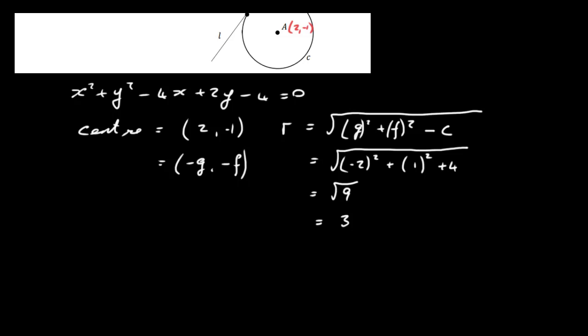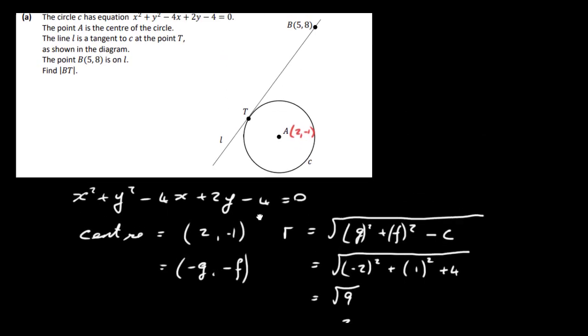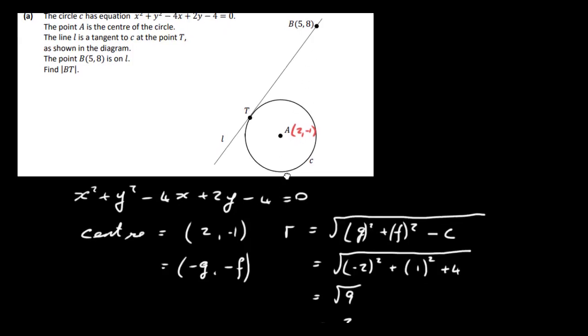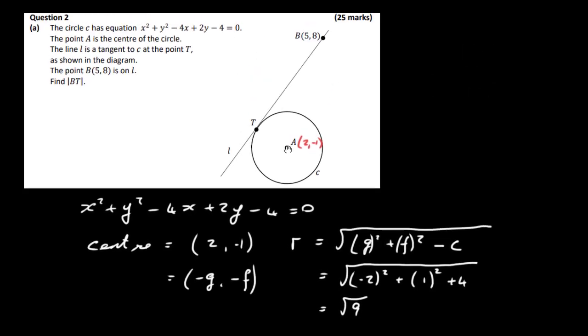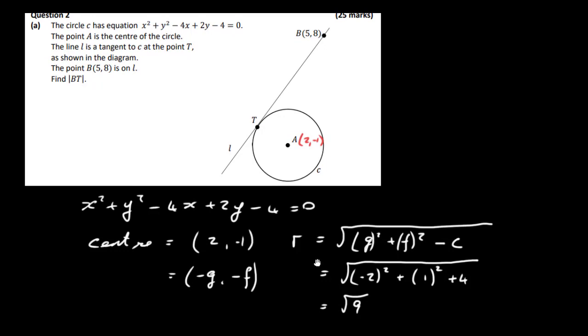Now, we've got to find the distance from B to T. So I'm just going to draw this right angle triangle. We have A out here, T here, and B here. From A to B, we're just going to work that out in a second, by using the distance between 2 points formula. The distance from A to T we've just worked out as 3, that's the radius of our circle, so this distance here is 3. And we've got to work out BT.